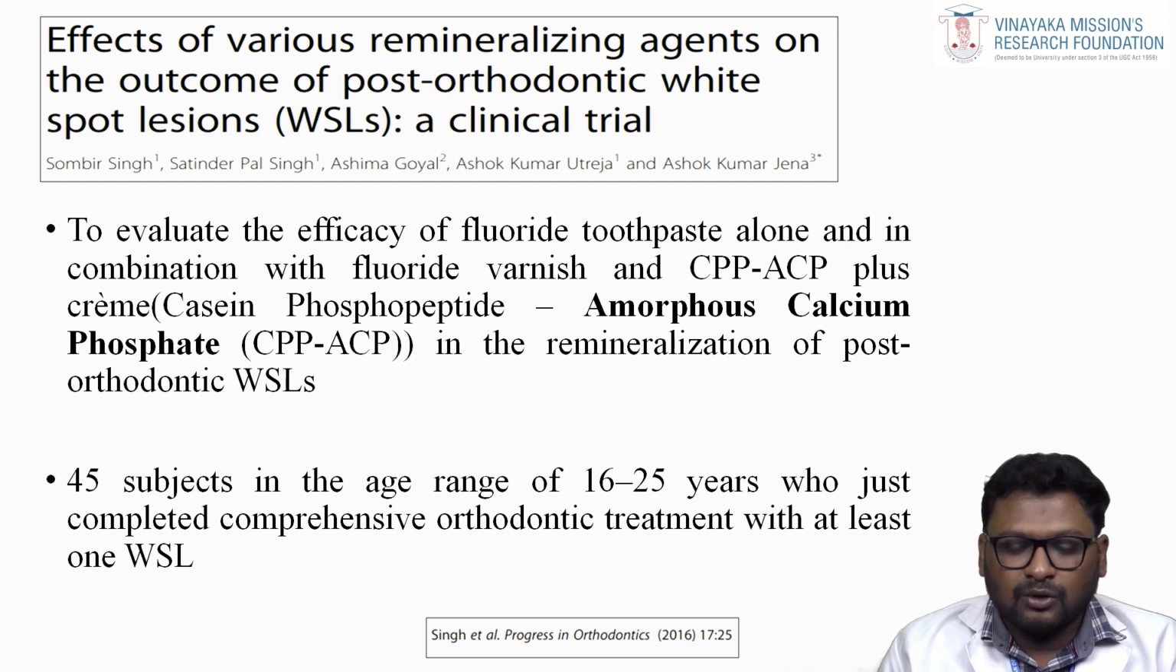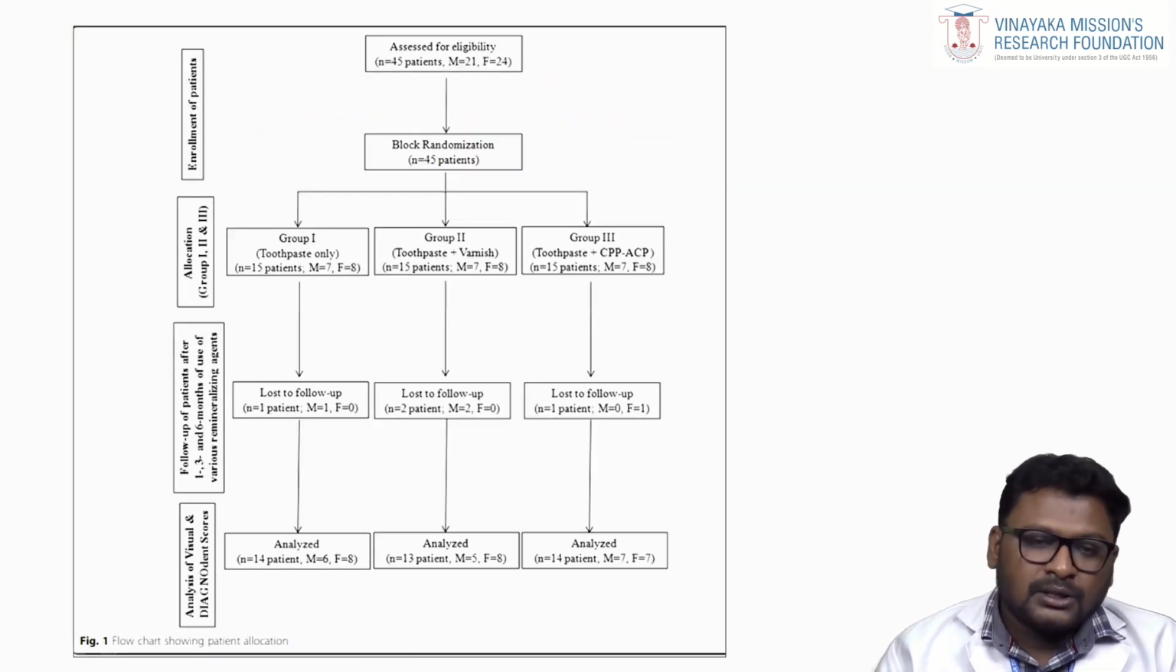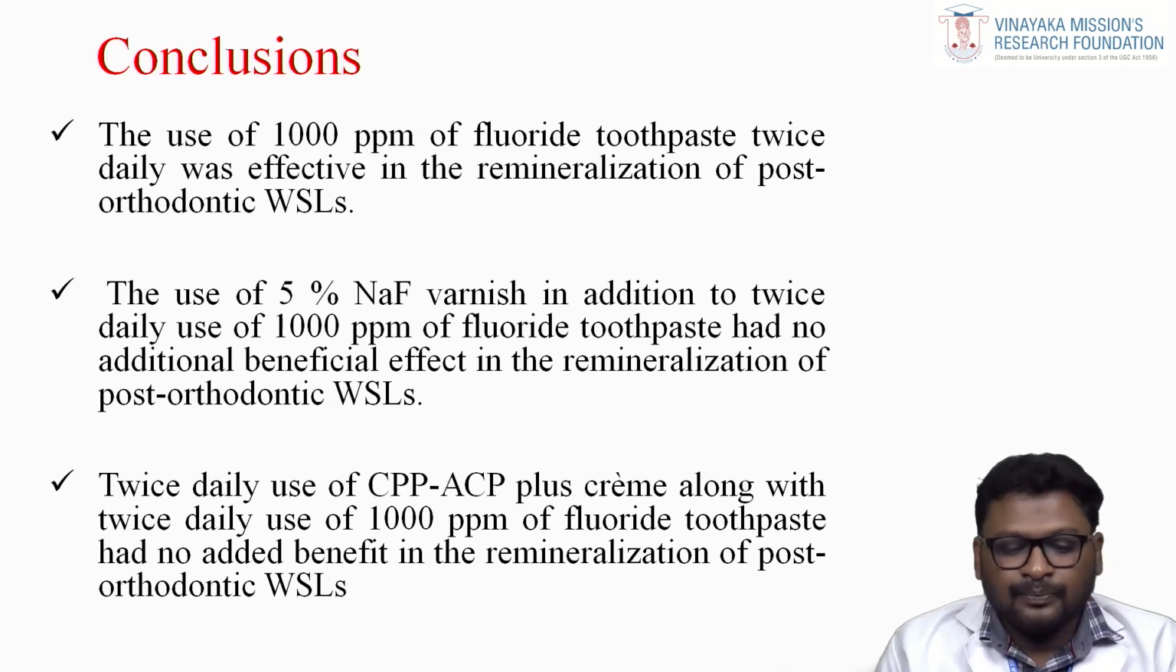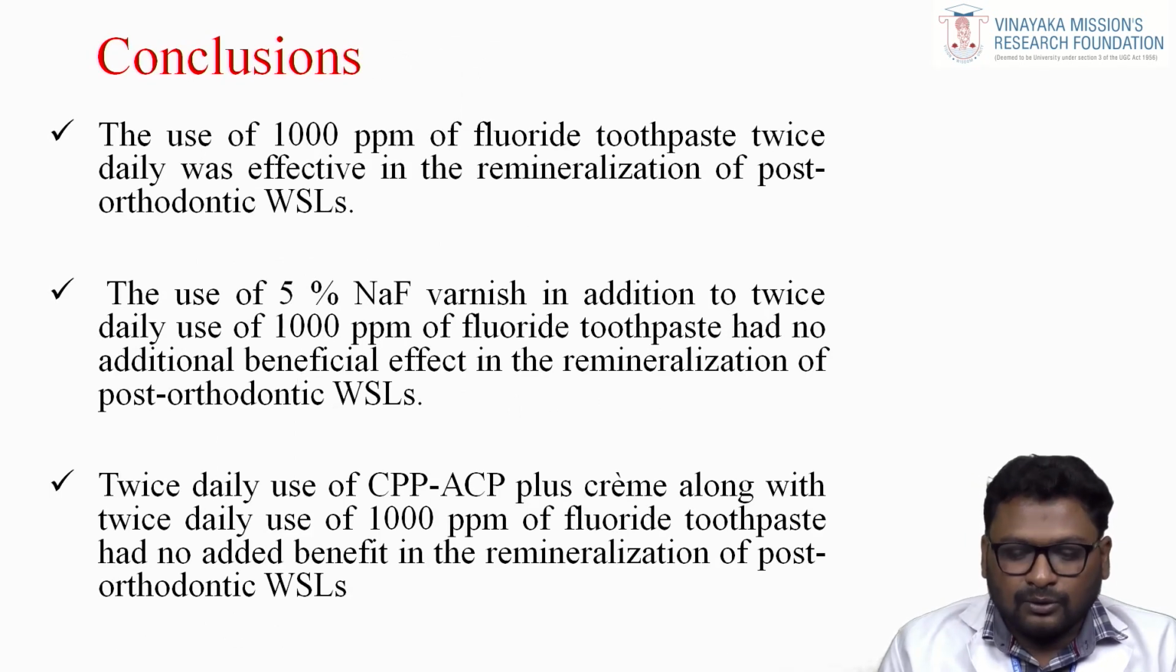He studied the outcome of post-orthodontic treatment on post-orthodontic white spot enamel lesions in 46 subjects. He classified them on the basis of usage of toothpaste, varnishes and CPP-ACP, majorly into 3 groups. After studying the various uses of varnishes and toothpaste, he concluded that the use of 1000 ppm fluoride toothpaste twice daily was effective in remineralization of post-orthodontic white spot enamel lesions.